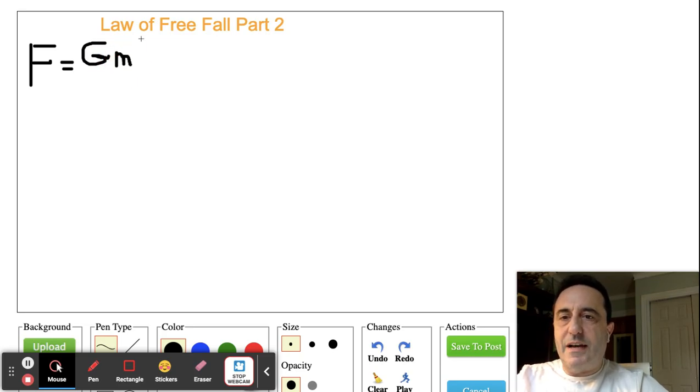Let's call this the mass of the object that's falling and the mass of the Earth. So big M for mass of the Earth, small m for the mass of the little object, divided by the radius of the Earth squared. So that's Newton's universal law of gravitation.